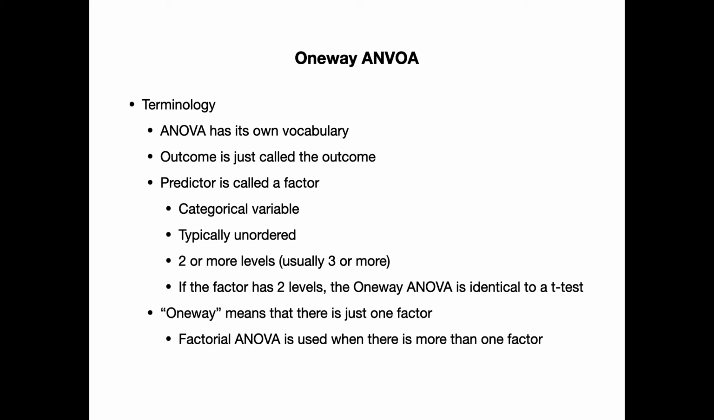There are all kinds of different ANOVAs, and one-way just means there's a single factor. As you add additional factors in an experiment, then you're going to have factorial ANOVA. And then there's repeated measures ANOVA and various other ANOVAs for different kinds of designs.